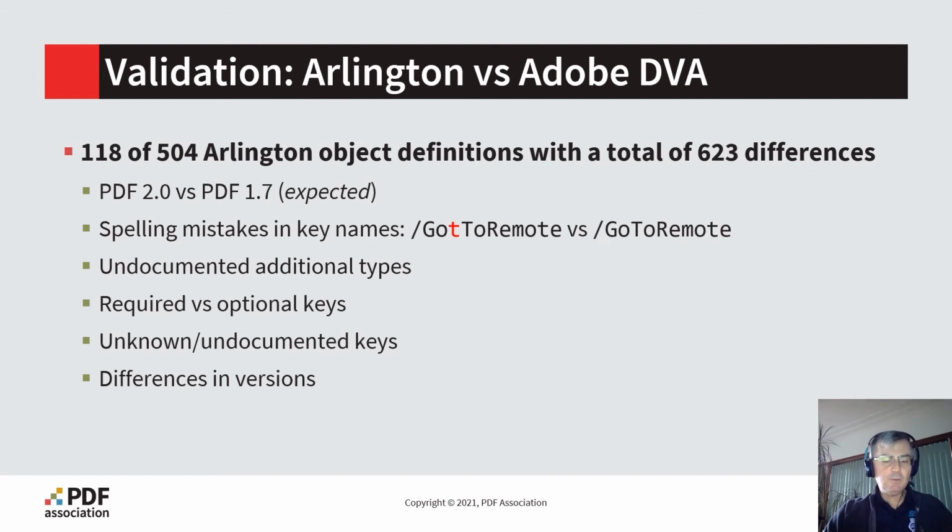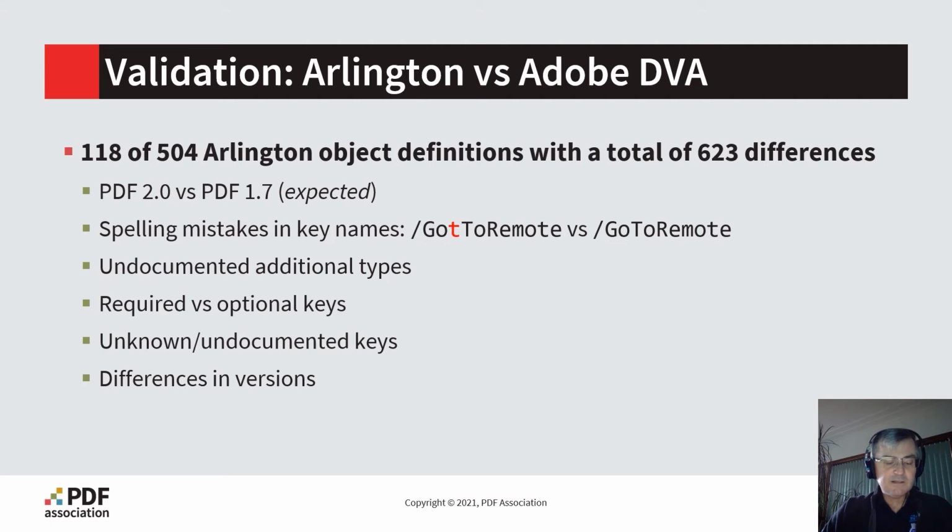At this point, I'm going to jump ahead and report on the results of validating our Arlington PDF model against the Adobe DVA model. Although we knew there would be differences due to the PDF versions each model supports, Arlington is PDF 2 and DVA is PDF 1.7, these results were very surprising, as we expected a much greater alignment of the two models. Of course, initially we did find and correct some errors in Arlington. These are not counted here. But this final set of differences with the Arlington model has been shared with Adobe.